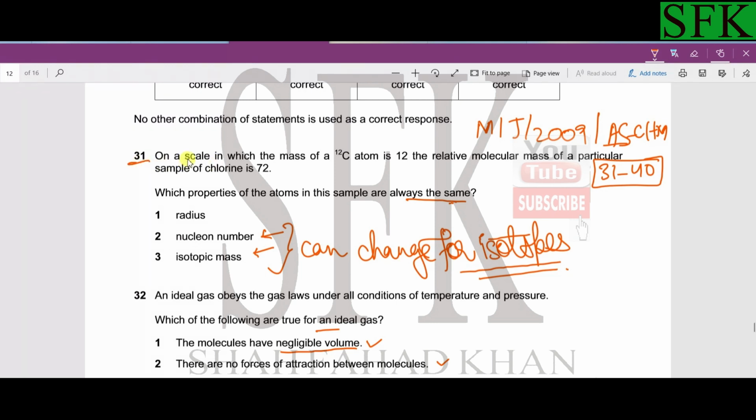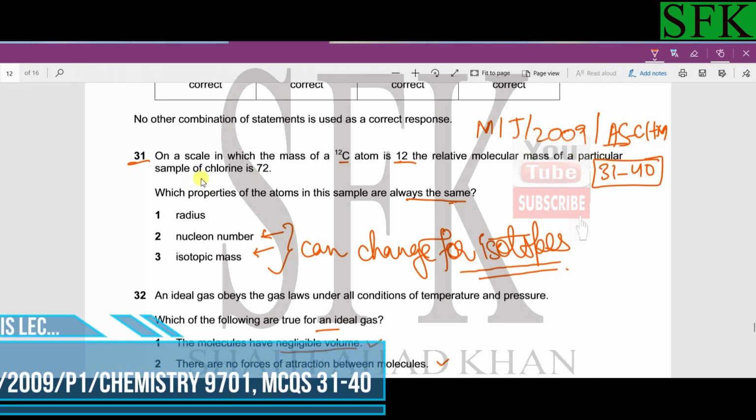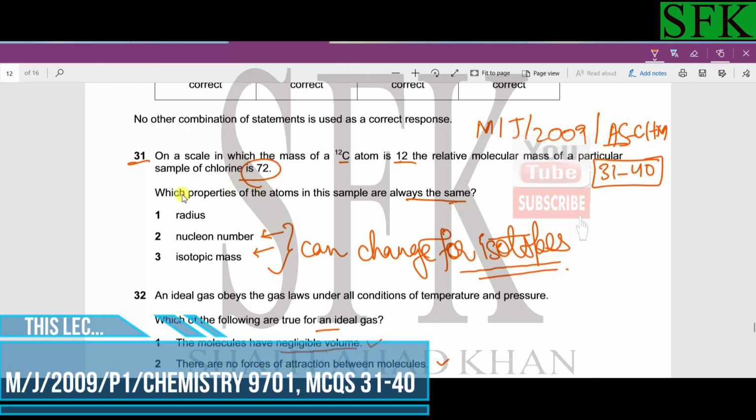Alright, so 31. On a scale in which the mass of a carbon 12 atom is 12, the relative molecular mass of a particular sample of chlorine is 72. Which properties of the atoms in the sample are always the same? Okay, let's look at the radius. Radius can change for different atoms, but for the same atoms, it will not change. So for atoms of the same element, the radius will not change, so radius can be the answer.